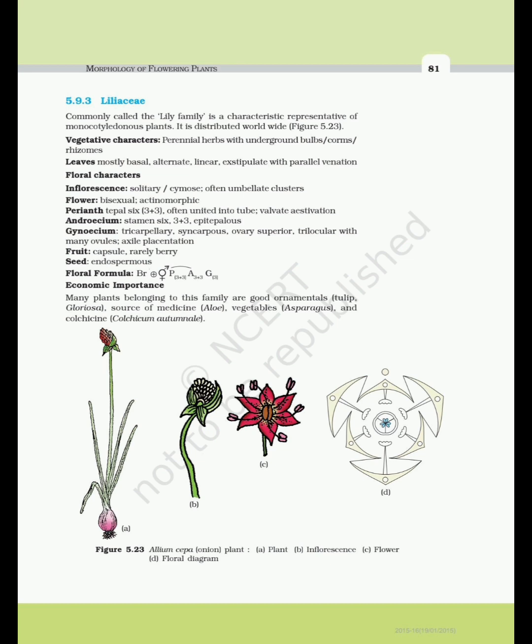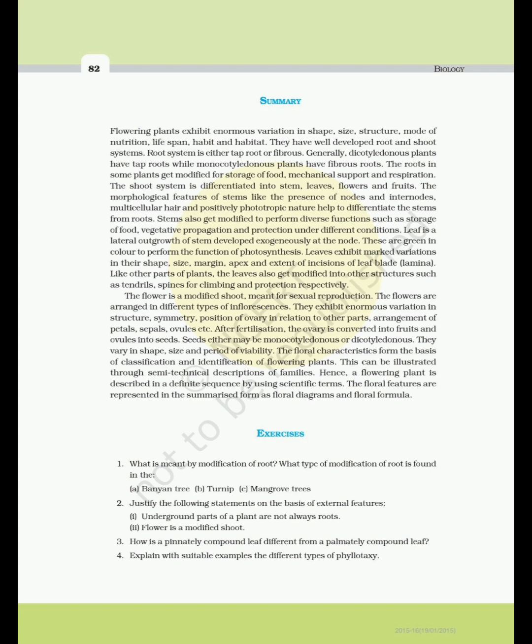Summary: flowering plants exhibit enormous variation in shape, size, structure, mode of nutrition, lifespan, habit and habitat. They have well-developed root and shoot systems. Root system is either tap root or fibrous. Generally, dicotyledonous plants have tap roots while monocotyledonous plants have fibrous roots. The roots in some plants get modified for storage of food, mechanical support and respiration. The shoot system is differentiated into stem, leaves, flowers and fruits.